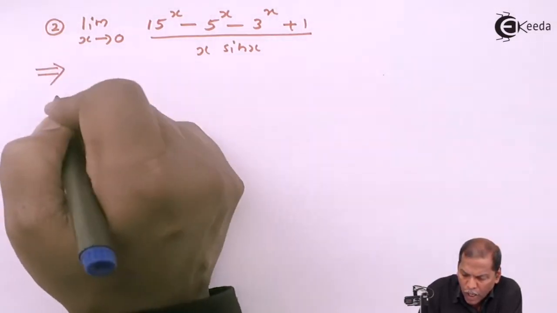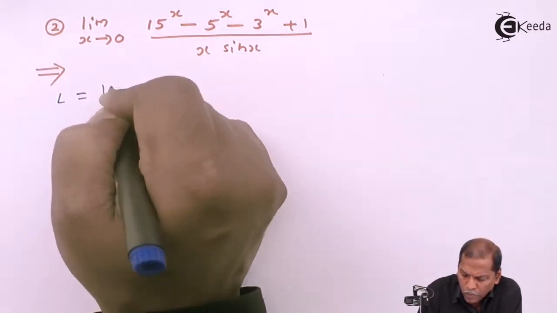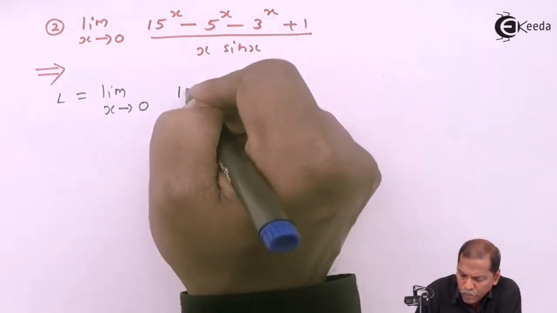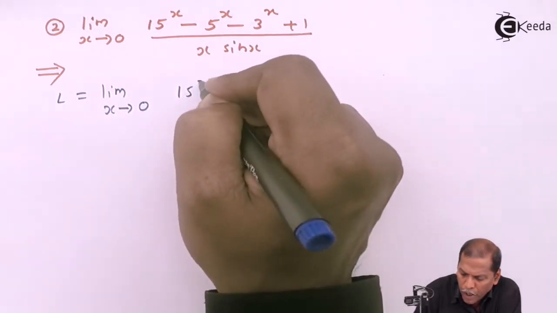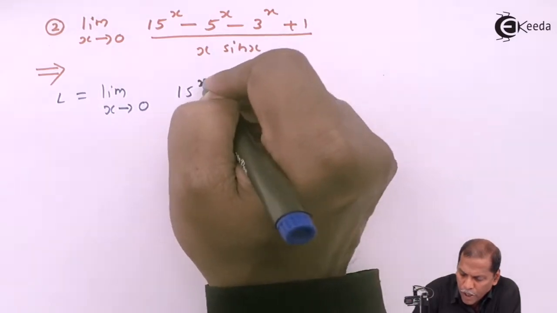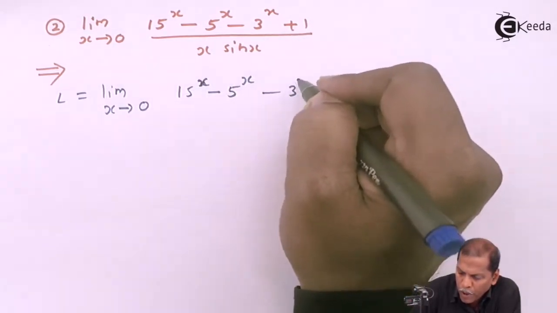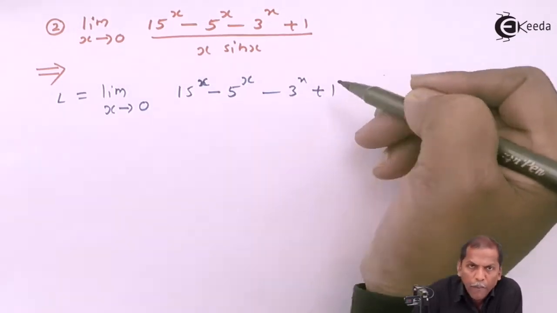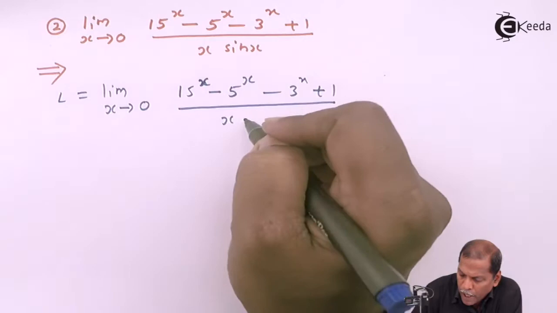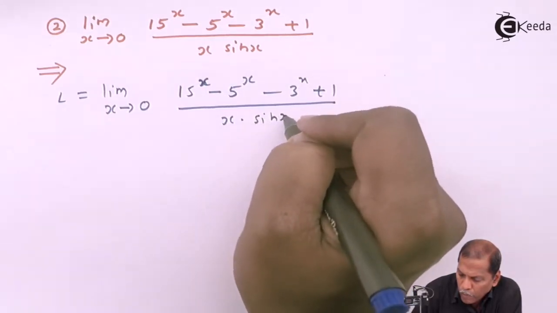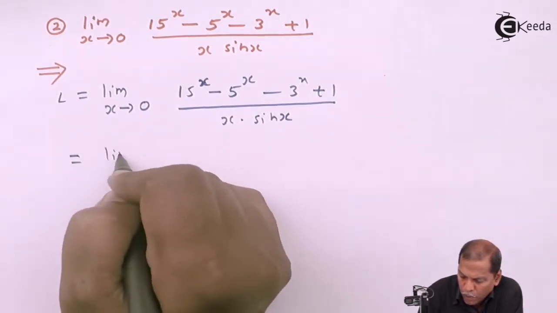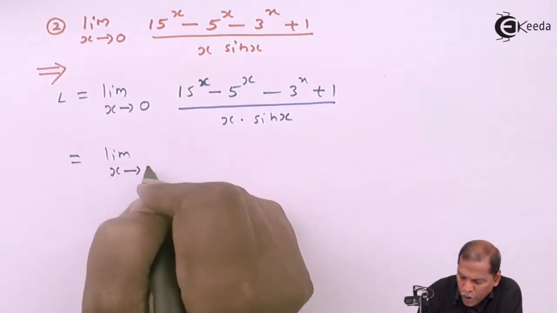Let L is equal to limit x tends to 0, (15 raised x minus 5 raised x minus 3 raised x plus 1) whole thing divided by x into sin x, is equal to limit x tends to 0.